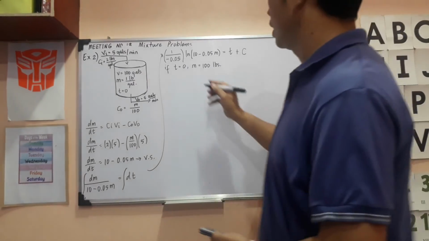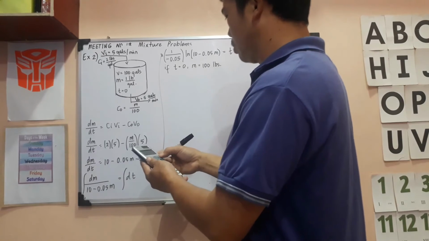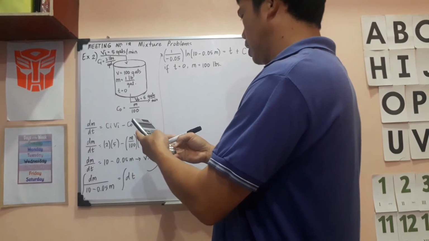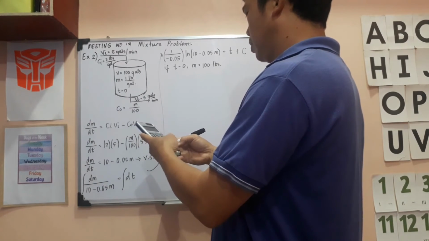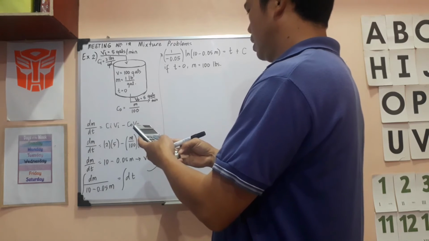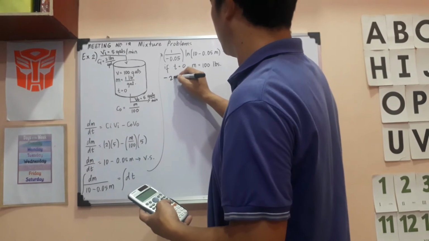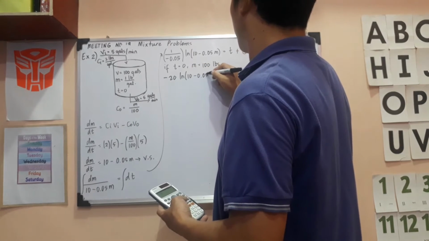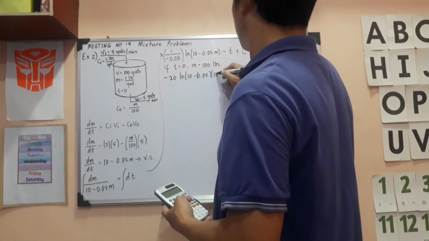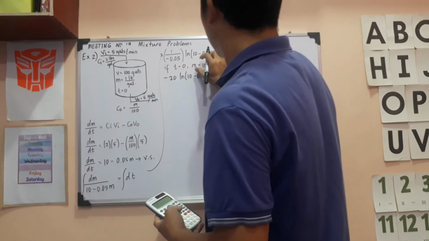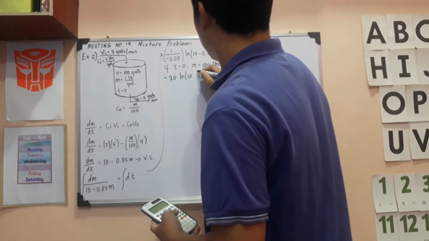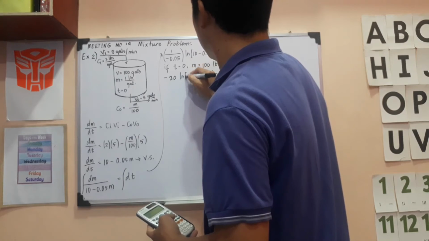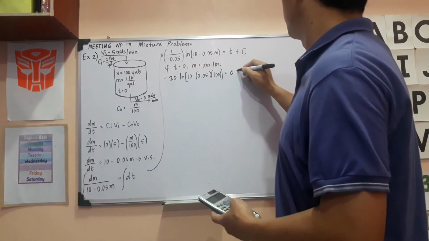Okay, then substitute natin. We have, what is 1 over negative 0.05? Sige. 1 over 0.05 is 20. So, negative 20 ln of 10 minus 0.05 times 100. Okay? So, we have equals to 0 plus C.